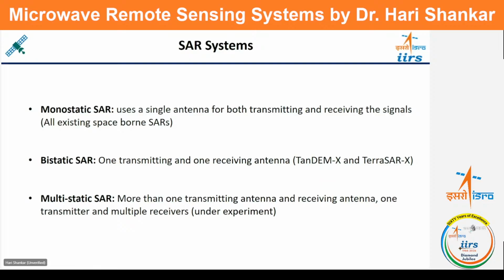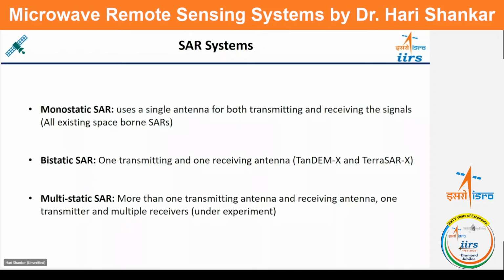In multi-static, there may be more than one transmitting antenna or more than one receiving antenna also. They can be used alternatively, but the main thing is more antennas are there for reception as well as transmission purposes. But currently there is no multi-static synthetic aperture radar available, neither in the airborne nor in the spaceborne platforms. But they are under experiment. People are trying to develop it, but theoretically it is possible, practically not operational.